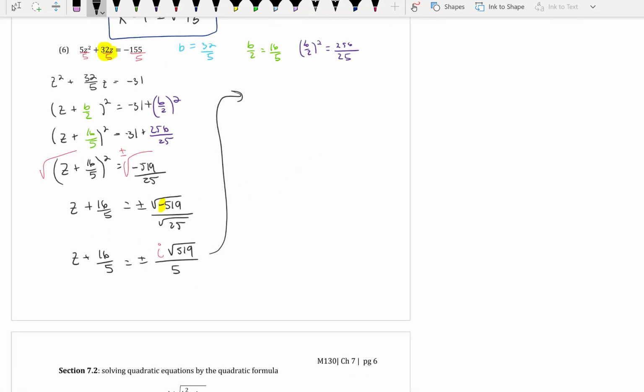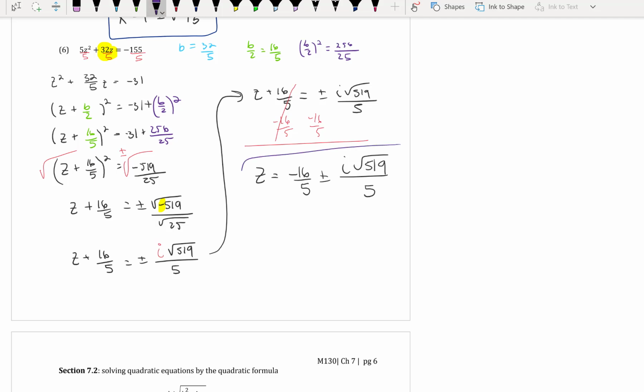From here, I'm just going to subtract that 16/5 from both sides. So that z is equal to a negative 16/5 plus or minus i square root 519 over 5. And that ends up becoming my final answer.